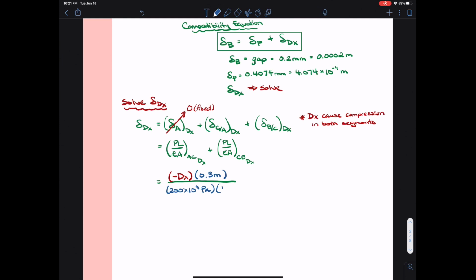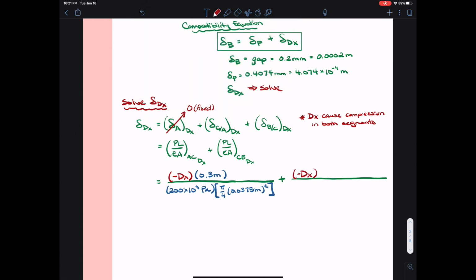AC is steel, which has a modulus of elasticity of 200 times 10 to the 9th pascals. And then we divide by the area, pi over 4 times 0.0375 meters squared. And that will give us the total deflection on segment AC. To that, we add the deflection on segment BC, or CB.